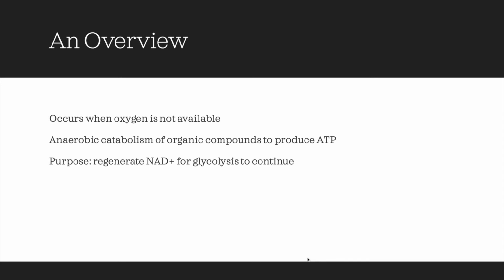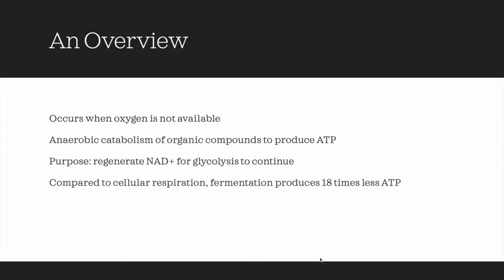It is important to remember that fermentation does not produce ATP, but regenerates NAD+ so glycolysis can continue to produce ATP through substrate-level phosphorylation. Compared to cell respiration, fermentation produces 18 times less ATP. There are two major types of fermentation: lactic acid fermentation and alcohol fermentation.